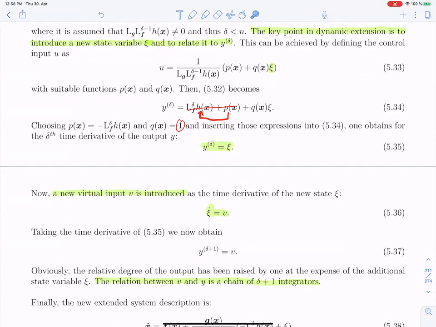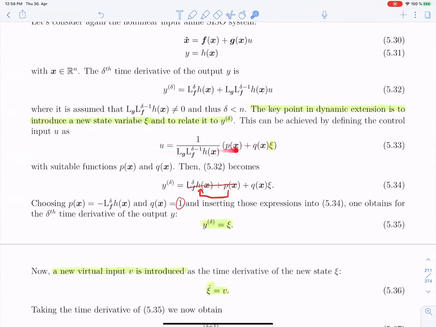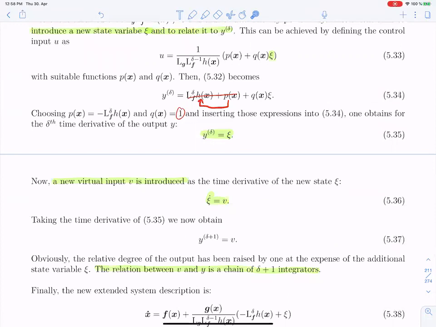Everything that follows now is a little bit more complicated in terms of expressions that we have to deal with, but that's the basic idea. Okay, introduce a new state variable, put this new state variable into the control law, choose the polynomials wisely, such that we get this very simple expression for the output, carry out the derivative, and call it a new synthetic input. Okay, and now, of course, the relation between v and y is again a chain of theta plus 1 integrators. This is the way it is done. However, there are still a few things that have to be solved.